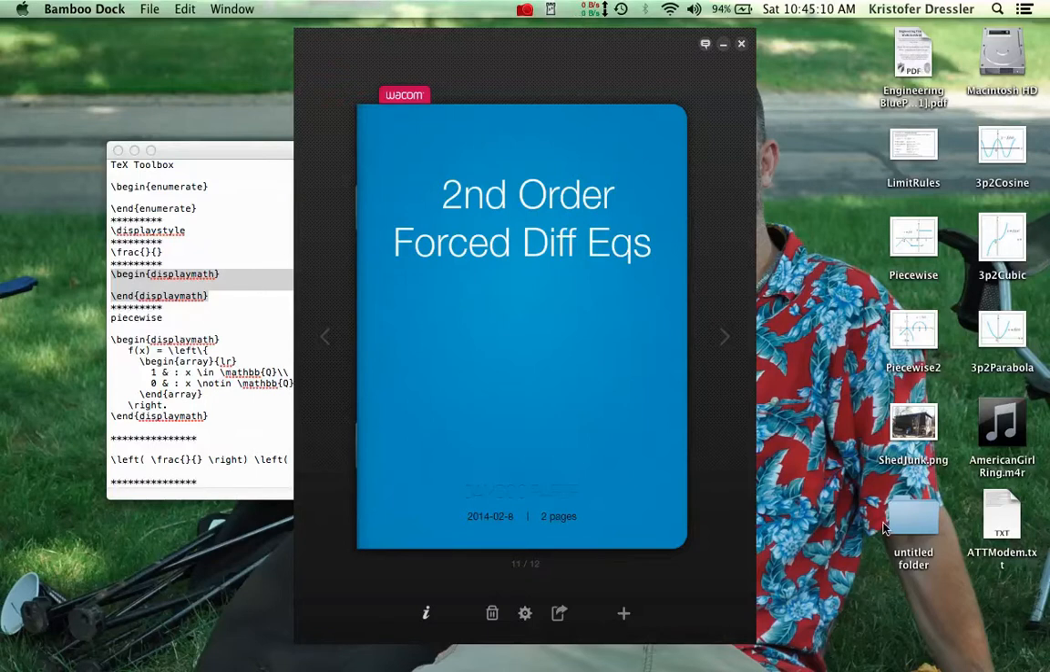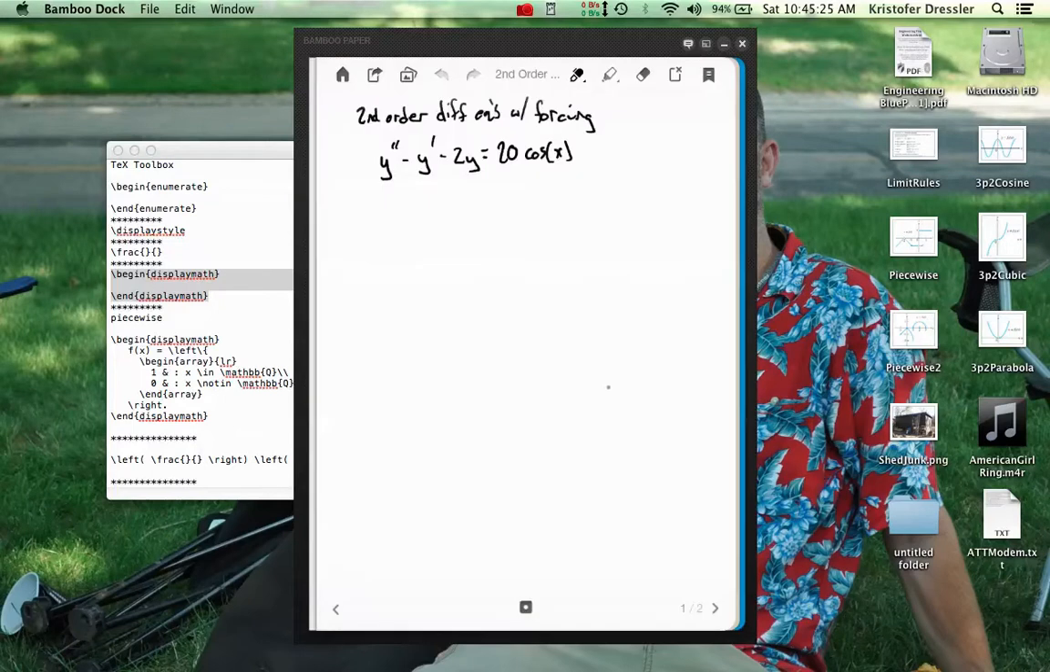So I'm going to do over, right? Just like in grade school, do over. And so here we go, my second take on second order forced differential equations. So what are these all about? Let's take a look. There we go. All right, full screen.